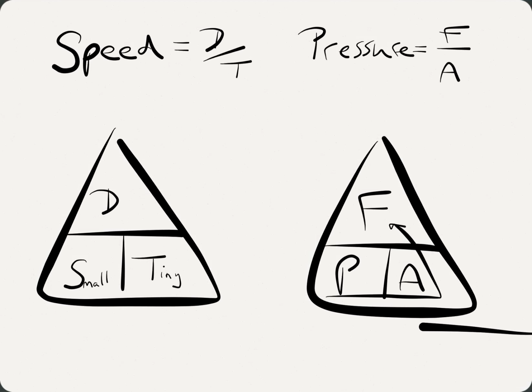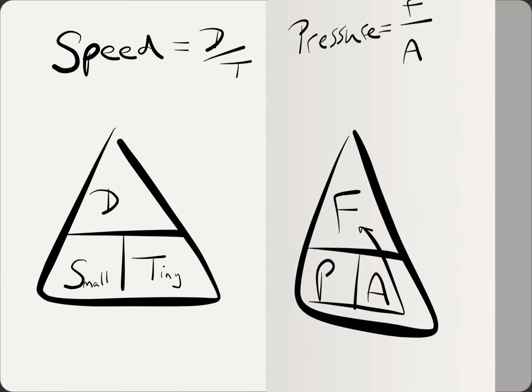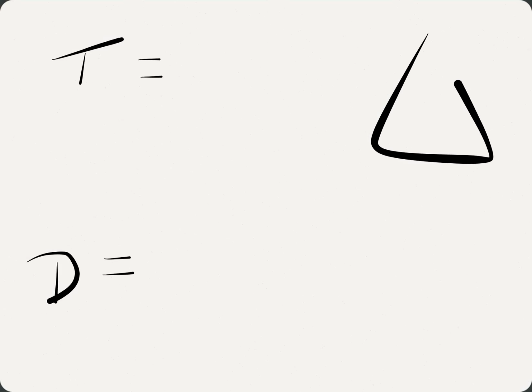So let's have a quick look at the speed one. We can rearrange that to get T equals, and we can rearrange it to get D equals now. So we use our triangle. We remember the places, small, tiny, D at the top. We cover up the T, and we say what we see. D over S.